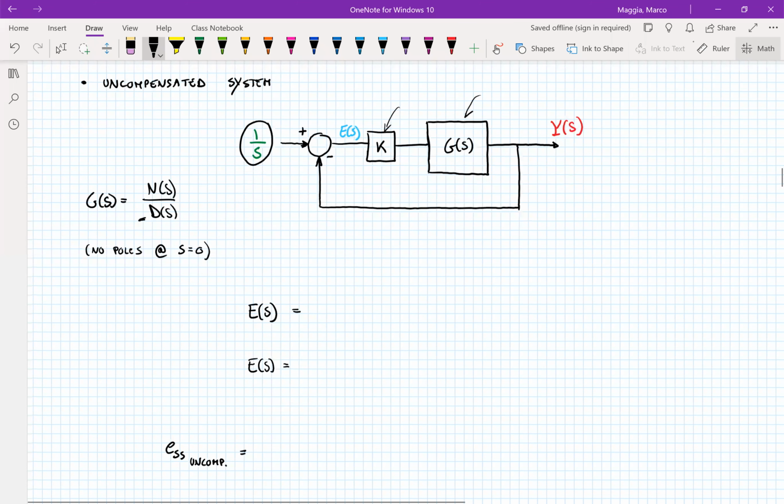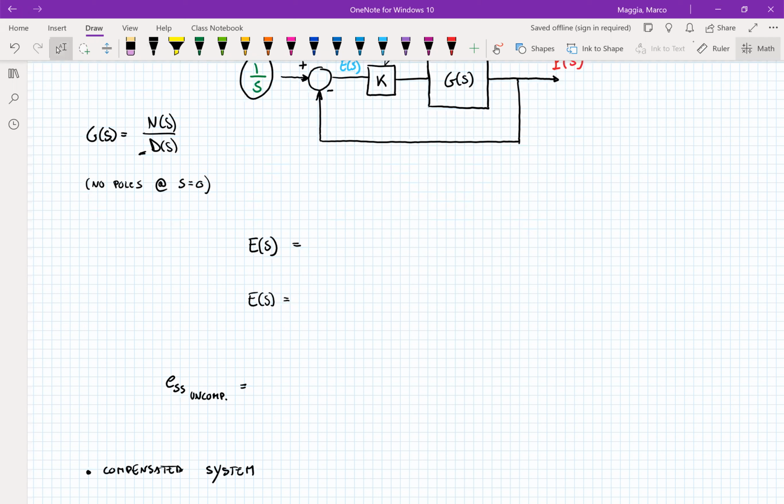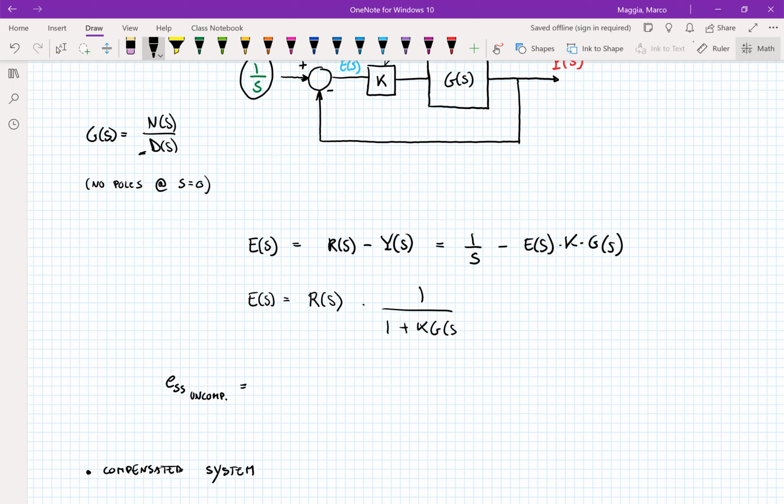So what is the error? The error is the input minus the output. That is 1 over S minus E of S times K times G of S, or E of S is equal to, maybe you're more familiar with or remember this expression, R of S times 1 over 1 plus KG. And in this case, R of S being 1 over S, we have the following.